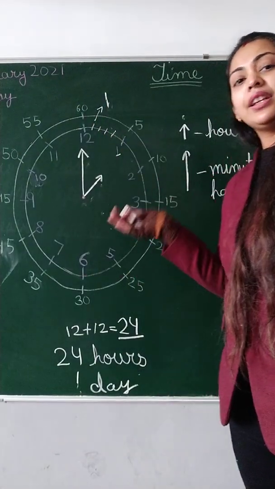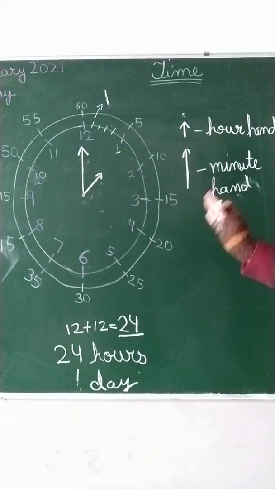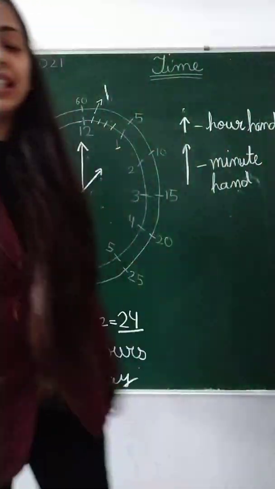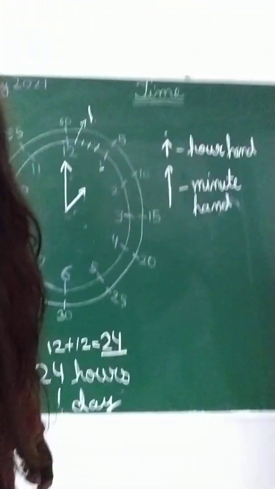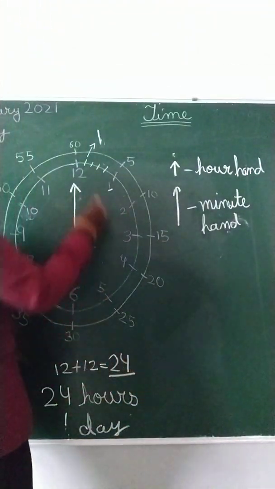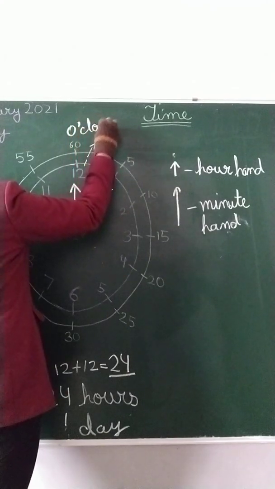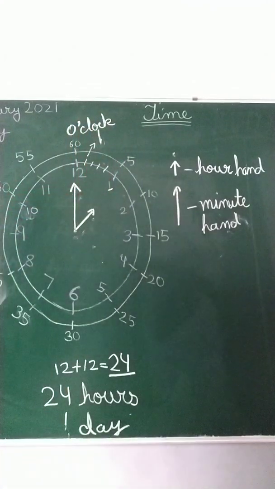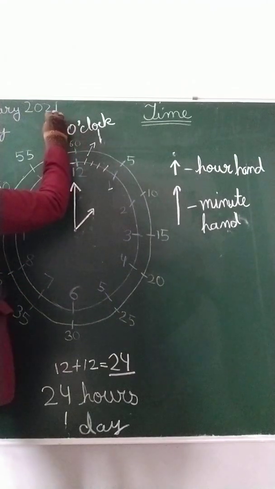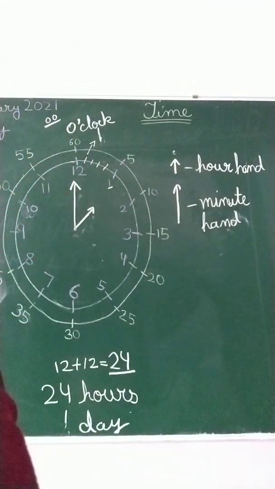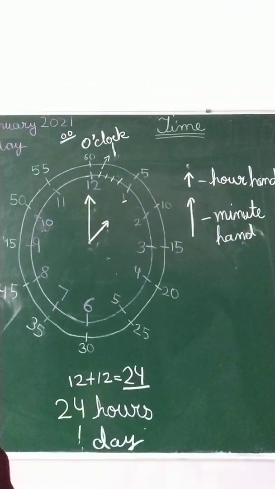But basically when we start looking at the time, we do not represent it as 60. We always say it to be o'clock. We call it o'clock. That is 00 minutes. We call it o'clock.